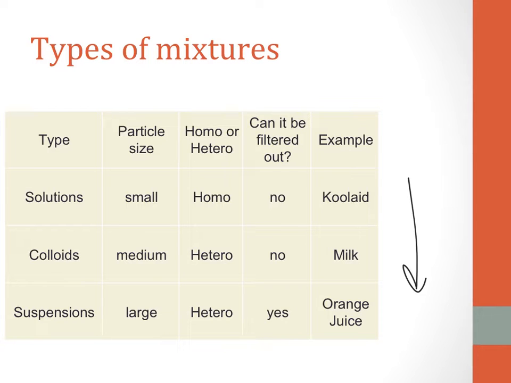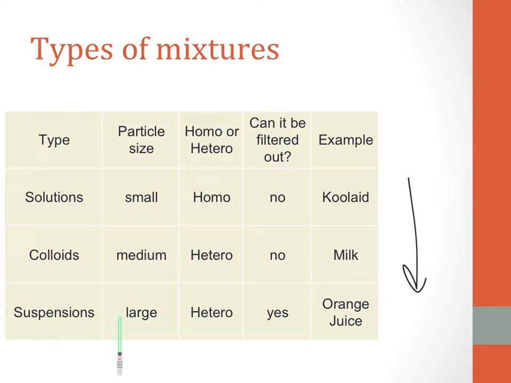The next type of mixture is a little bit bigger particle size. It's medium particle size, and it's considered a heterogeneous mixture. Now, it also can't be filtered out because the particles are so small, but there are some aspects about it that make it a heterogeneous mixture. Namely, it looks a little cloudy. It's like we can kind of see through it, but it's not exactly completely see-through. If it looks a little cloudy, it's colloid. Milk is in fact colloid.